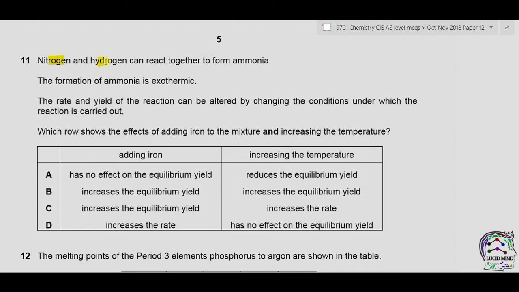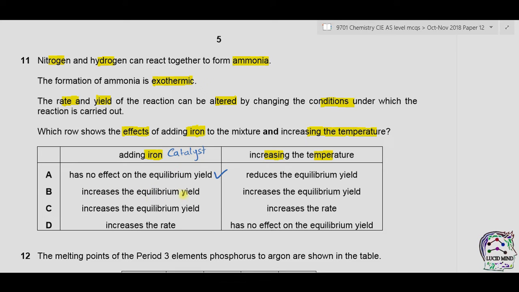Question 11. Nitrogen and hydrogen can react together to form ammonia. The formation of ammonia is exothermic reaction. The rate and yield of the reaction can be altered by changing the conditions under which reaction is carried out, which shows the effects of adding iron to the mixture and increasing the temperature. First one is addition of iron and second is the increase in temperature. As iron is used as catalyst, so it will lower the activation energy. Part A, it has no effect on the equilibrium yield. This is true because catalyst does not increase or decrease the yield, it only increases the rate of reaction in both forward and backward directions.